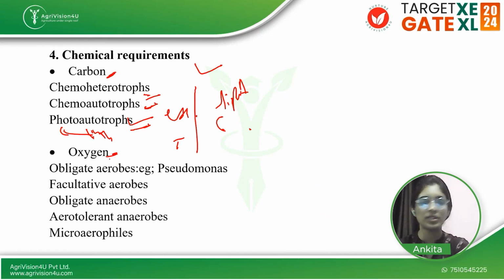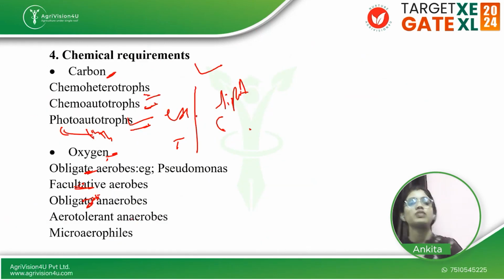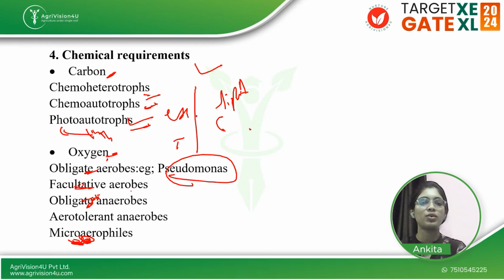Now, when you have the oxygen requirement, on the basis of oxygen you will have aerobic and anaerobic. You will have the obligate aerobe, that is compulsory, they require the aerobic condition. Obligate anaerobes must lack oxygen, in the absence of oxygen they will grow. You will have the facultative aerobes, just like the facultative halophiles over here, the same situation. The example of an obligate aerobe is Pseudomonas. Then you have facultative aerobes, obligate anaerobes, aerotolerant anaerobes, and microaerobes. Micro means they require oxygen in less amount.